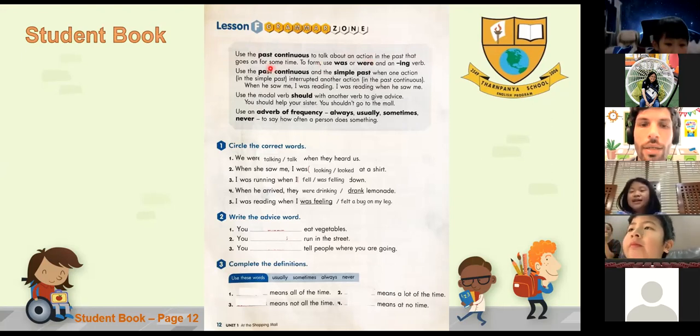All right. Okay, so we have here past continuous tense. We, like we said before, were, and then a verb plus ing. Okay, we were talking. The first part of the sentence uses past continuous. We were talking. And then the second part of the sentence uses simple past. When they heard us. Remember, heard is the irregular simple past of the verb hear.